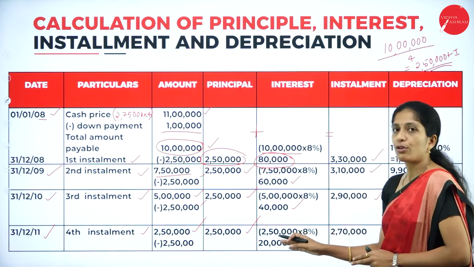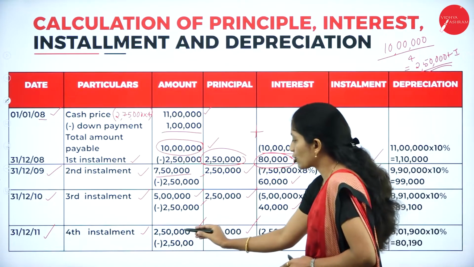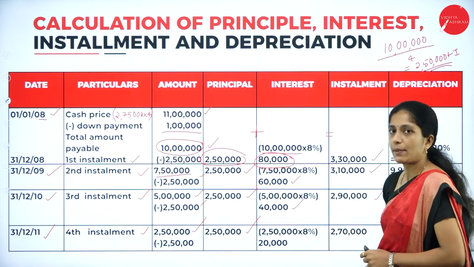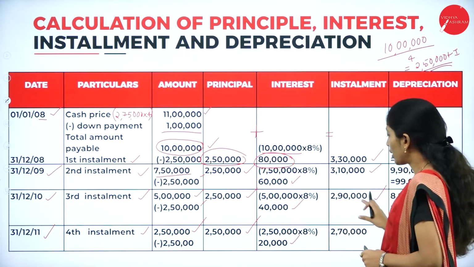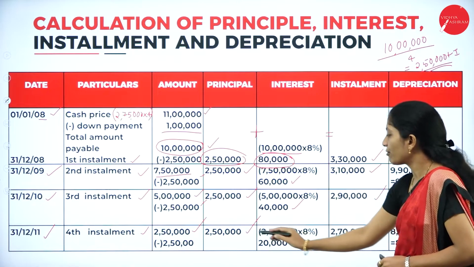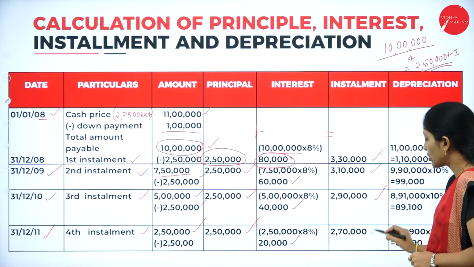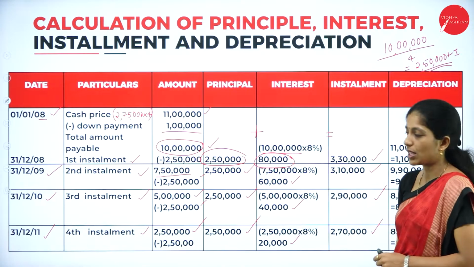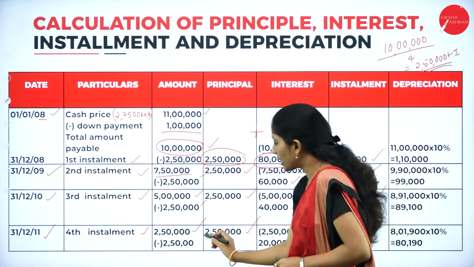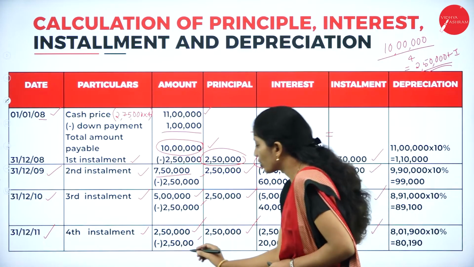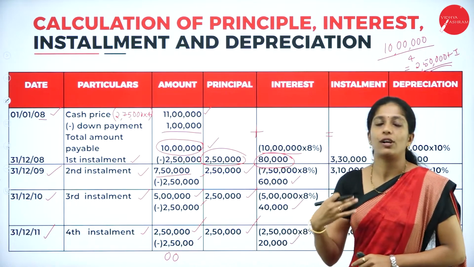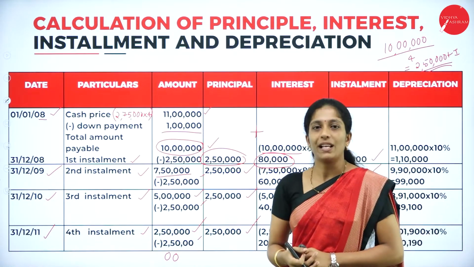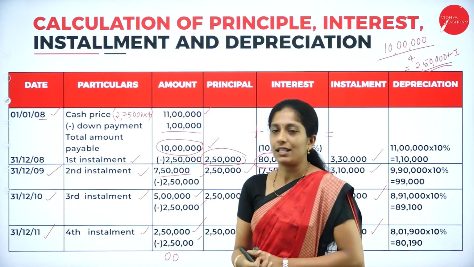And how to calculate interest? Amount payable is 2,50,000 into 8%. So how much will you get? 20,000. Now how to calculate the installment amount? 2,50,000 plus 20,000, so you'll get 2,70,000. So in the fourth year, we have already paid 2,50,000. So your next year will be 0, because we have already paid all the principal amount in the equal installments.